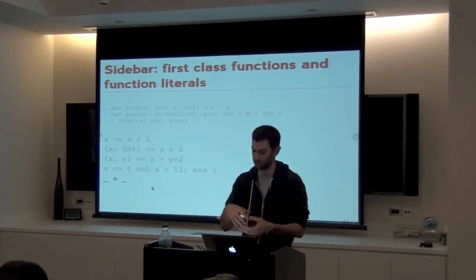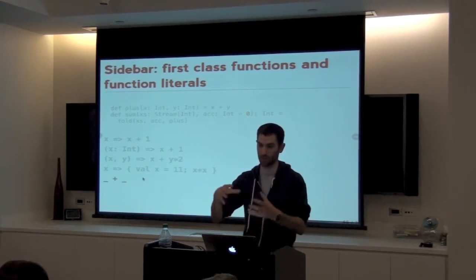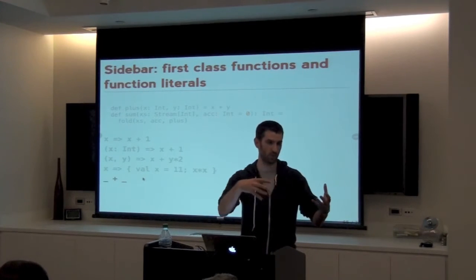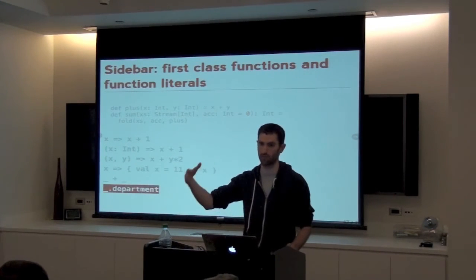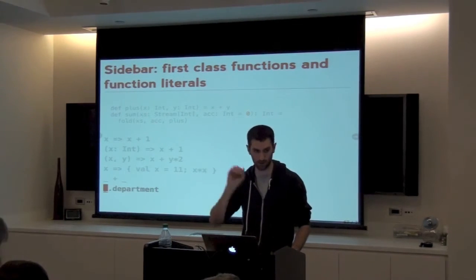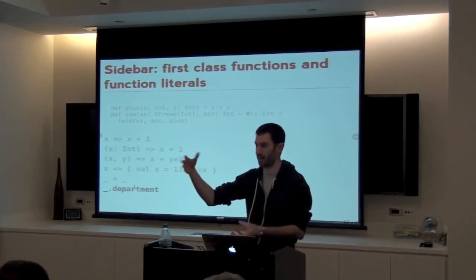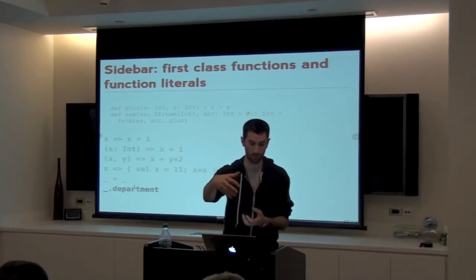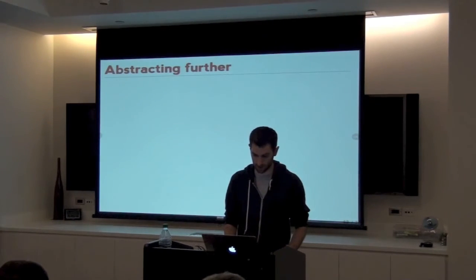And then there's even some more shorthand syntax, you can actually just say underscore plus underscore, and that will be a function that takes two arguments and adds them together. This comes in handy if you need to reference a method of a class and pass that as a function. Like our employee class that we wrote earlier, you could say underscore dot department and pass that as a function. And that's going to be a function that will pull out the department.